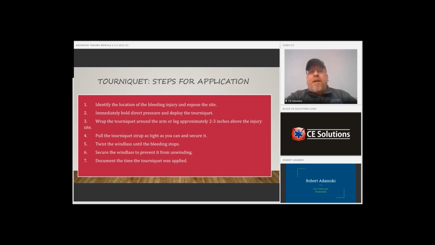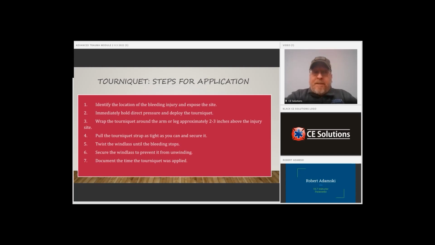Step 6, you're going to secure the windlass to prevent it from unwinding. Usually there's a clip, a bar, or some other device to secure that windlass to make sure you don't have a catastrophic failure where the tourniquet loosens up, you blow your clot, and you have potential for life-threatening hemorrhage again. And remember, that is a good example of why you need to train with your specific tourniquet, because different commercial brands have different ways to secure the windlass.